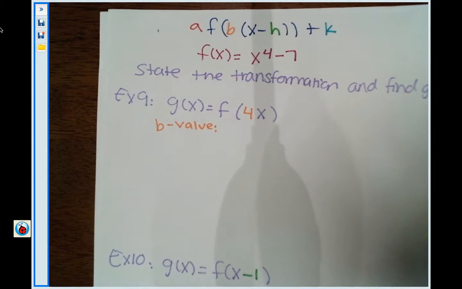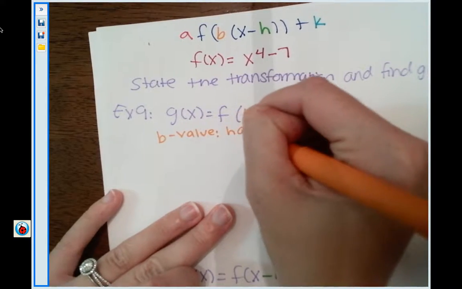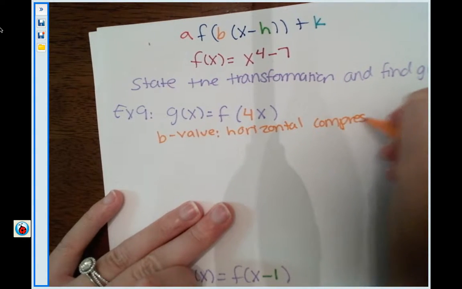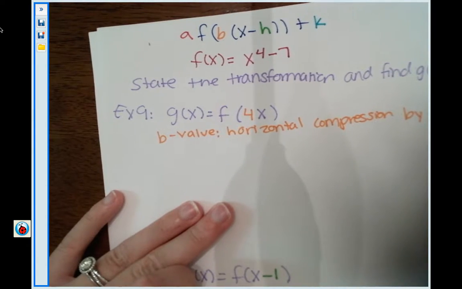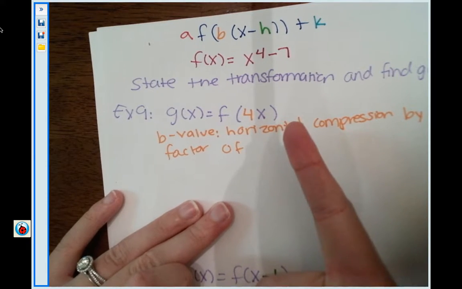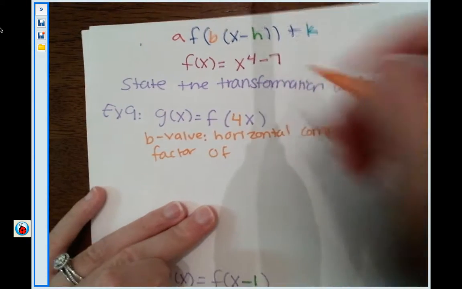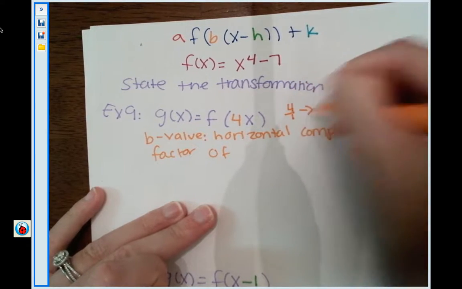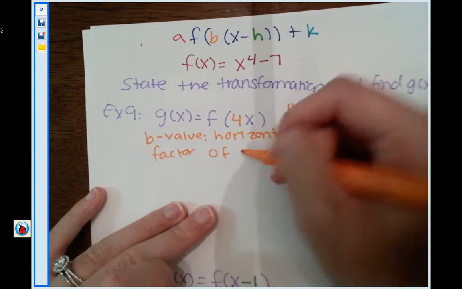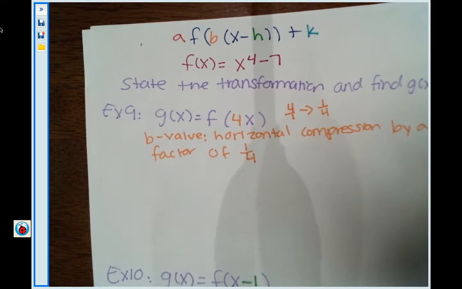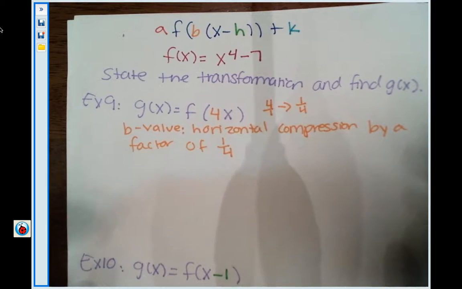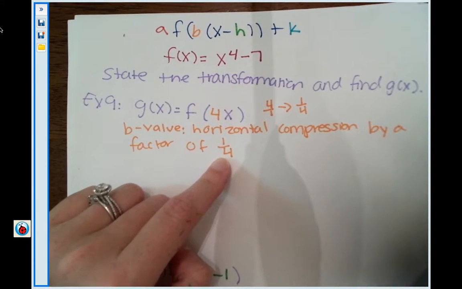So this will be a horizontal compression, first of all. Horizontal compression by a factor of, remember though, the b value, we have to find the reciprocal of this number. So this number is secretly 4/1. So the reciprocal of that, or if we flip that upside down, will be 1/4. Remember, you guys, the b value you do have to flip or find the reciprocal, which makes sense. What this means is it will be horizontally 1/4 of the size that it started out being.